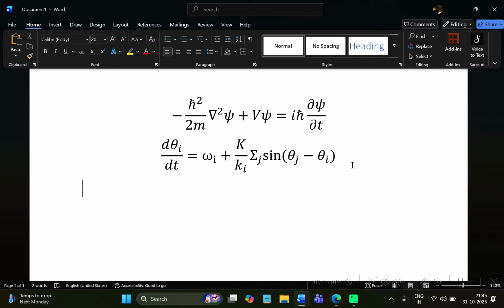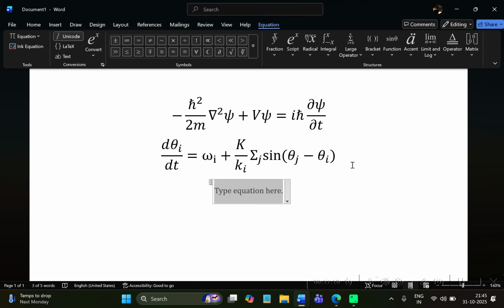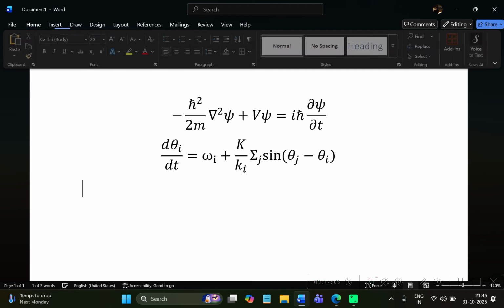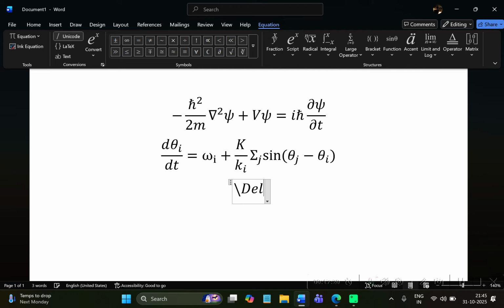For instance, you want to write, let's say, Kronecker delta. So use this small delta, so it becomes delta ij. If you just want to write capital delta, of course you get this triangle.